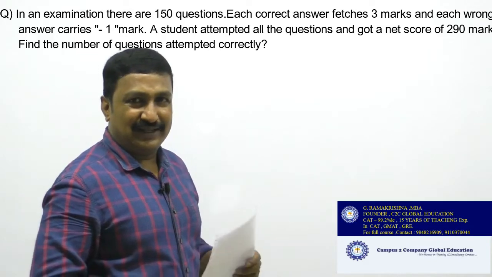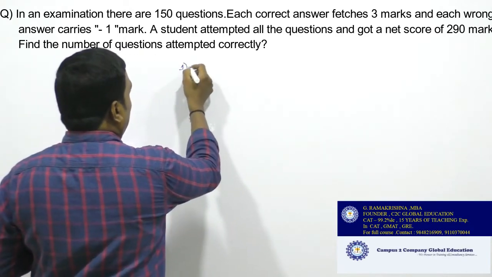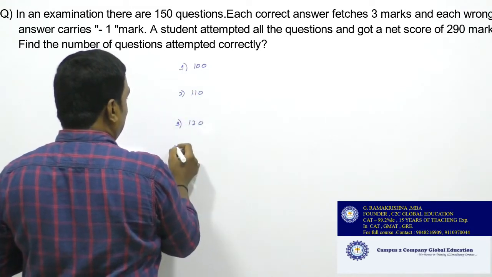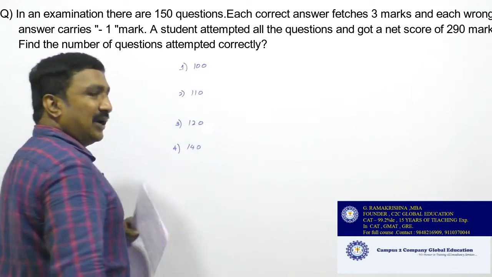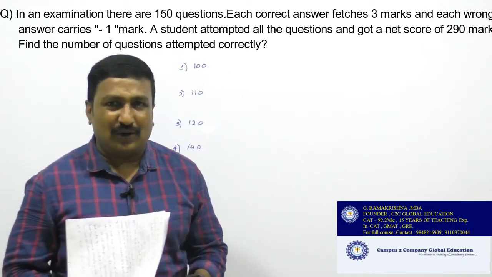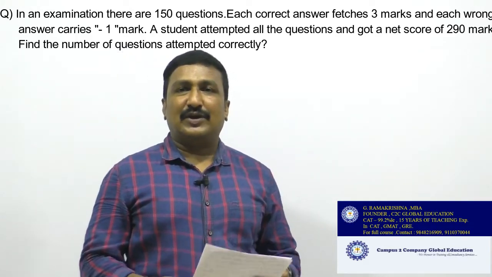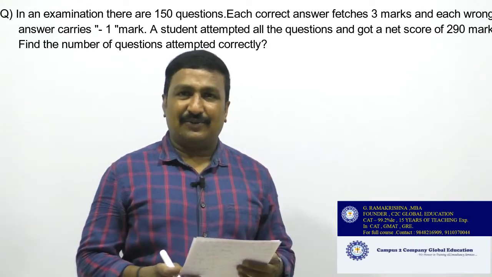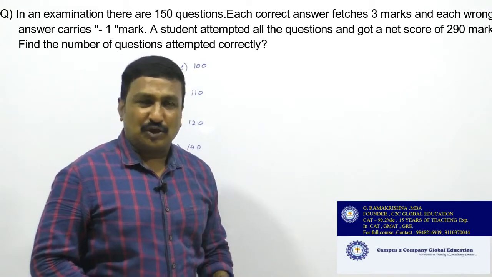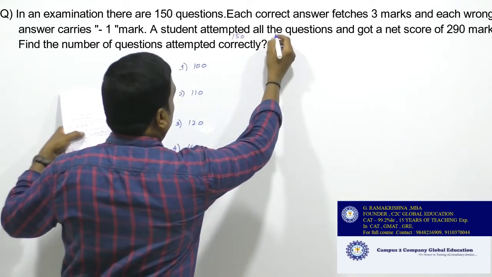Okay now friends, I already explained this one, so you can solve this question by using the options. First option is 100, second option is 110, third one is 120, fourth one is 140. Okay now friends, here each correct answer carries how many marks? 3 marks. And each wrong answer is deducted by how many marks? 1 mark. And he attempted all the questions and got a net score of how many marks? 290 marks. So we have to find the number of questions attempted correctly. I already explained the systematic method, so in this case I will explain directly from the options method. So there are 150 questions and he got a net score of how many marks? 290 marks.